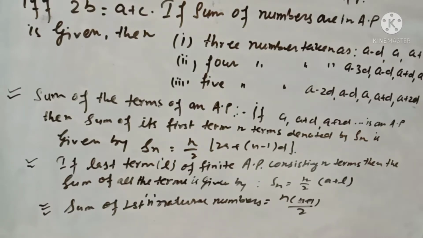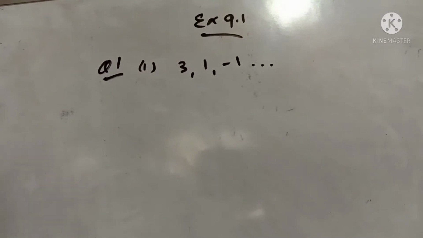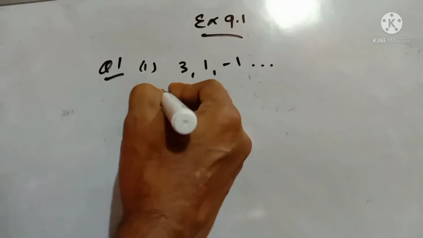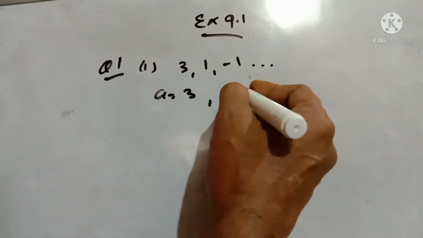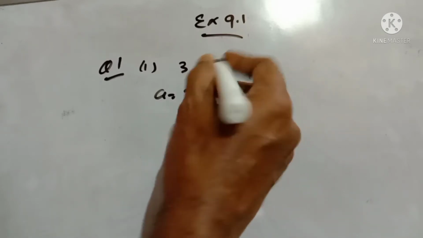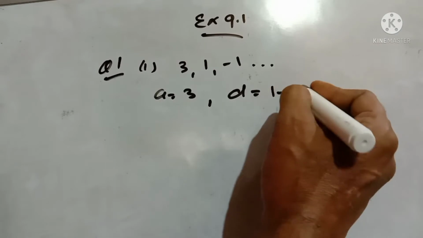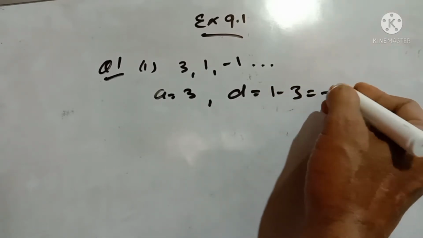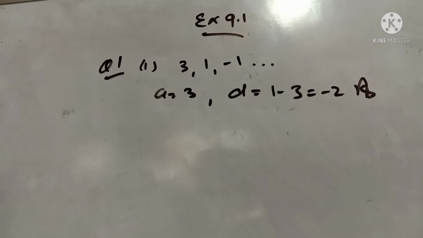Now the question: for the given following APs in the first, find the first term and common difference. As we know, a is the first term, that is 3, and common difference means second term minus first term, that is 1 minus 3 is equal to minus 2. This is the first question answer. Please write it down.